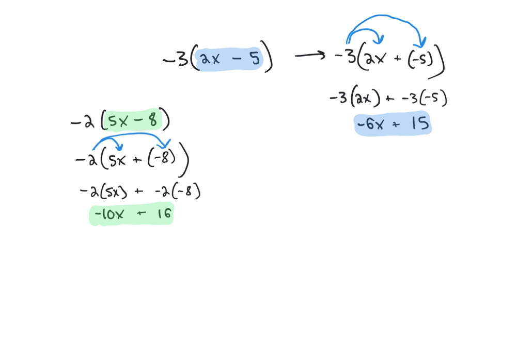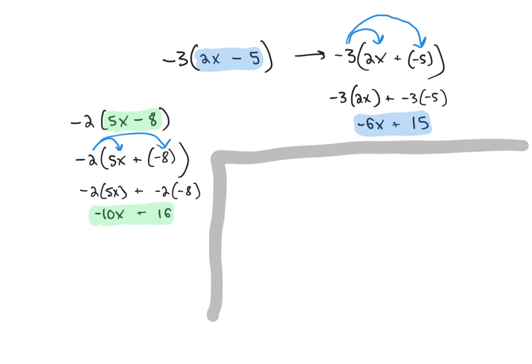And I'm going to show you one more example showing you how I would do this without rewriting that expression. So I'll do that down over here. Sorry, I'm getting a little crowded here. Okay, so let's do a negative 4 times 2x minus 3.